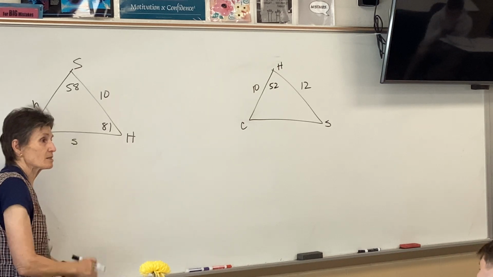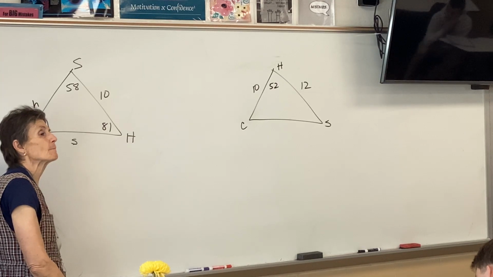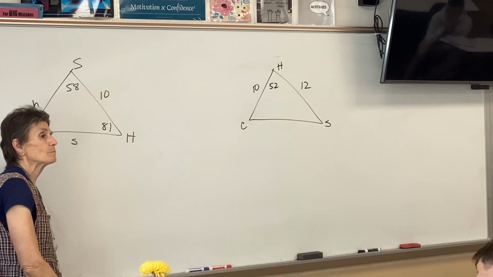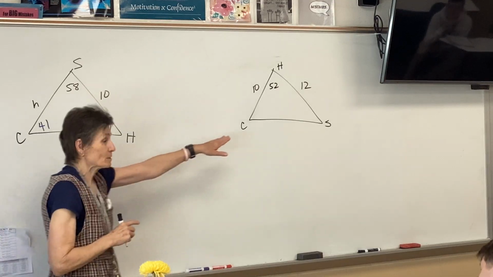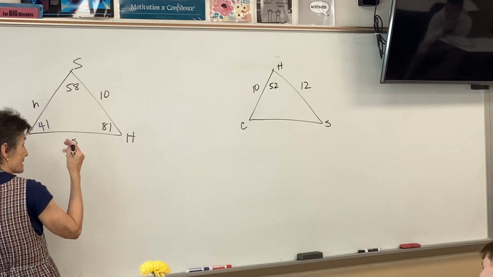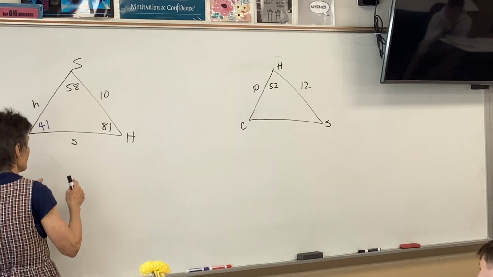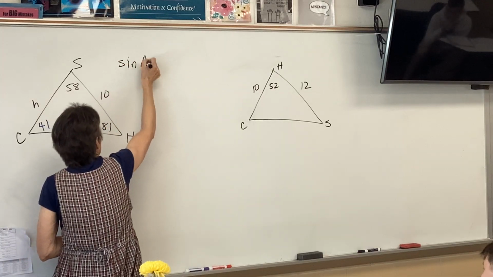Now, anybody know how to start finding the sides? Charlie? We do like some cosine, sine stuff. Well, this one's gonna be sine stuff. That one's gonna be cosine stuff. And the reason this one is sine stuff is the law of sines looks like this.